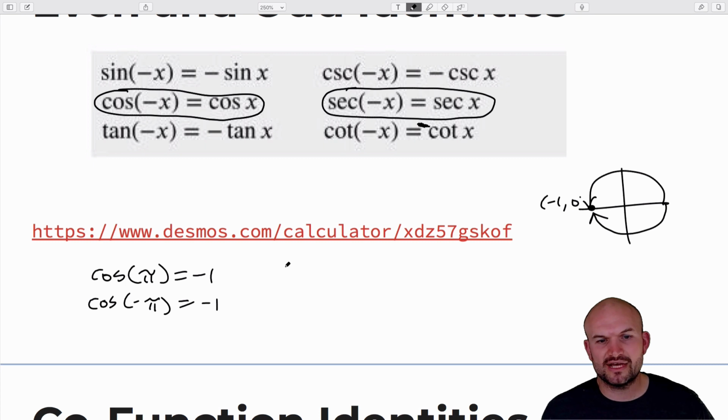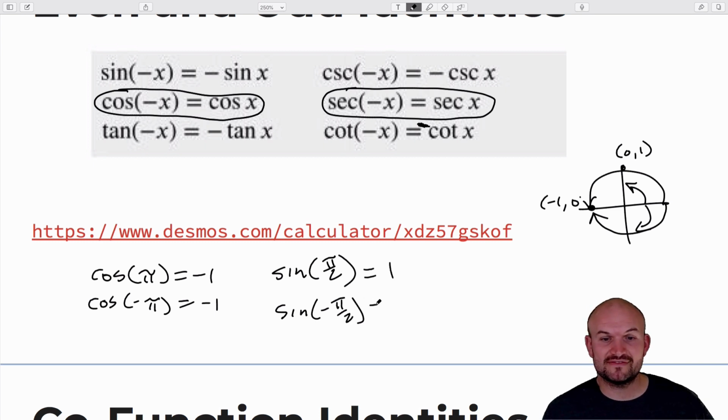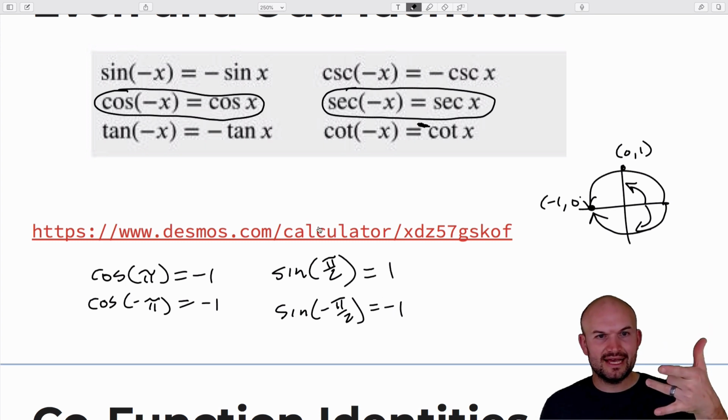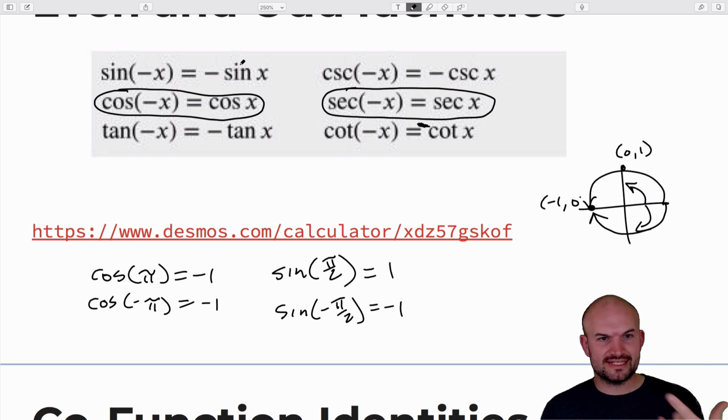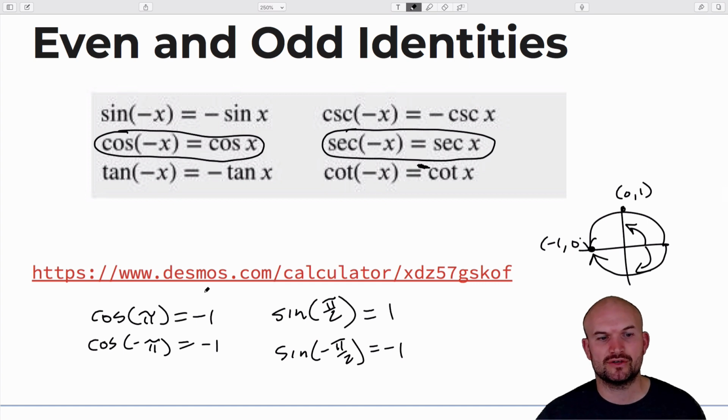So in this case, let's look at the sine of pi halves. The sine of pi halves is right there, which is the coordinate point 0, 1. And the sine of negative pi halves is going to equal -1. So you can see how when it's a negative angle, it's still the same value, but it's negative. And that's going to work for tangent, cosecant, and cotangent. The reason why that works is because of symmetry of the graphs. Cosine and secant are even functions.